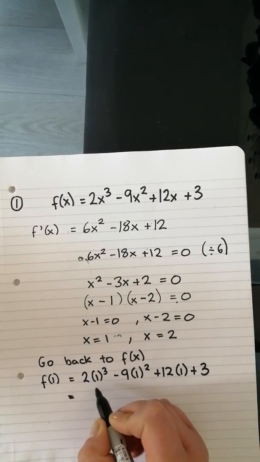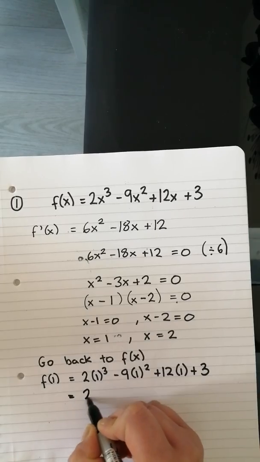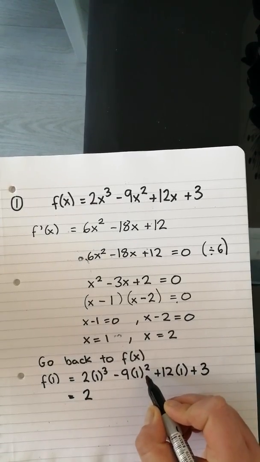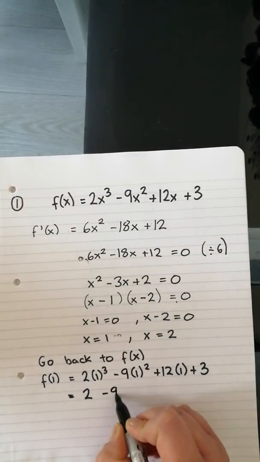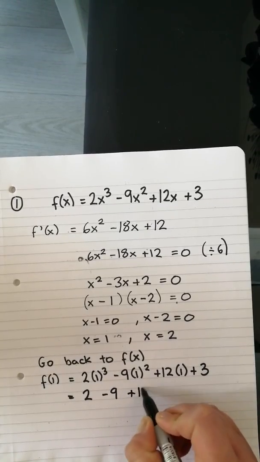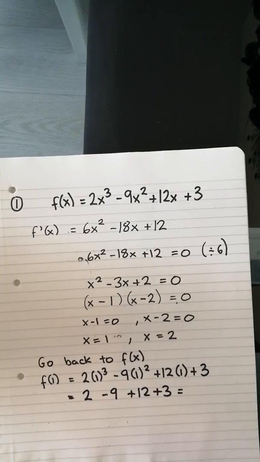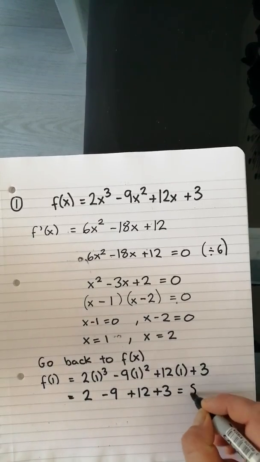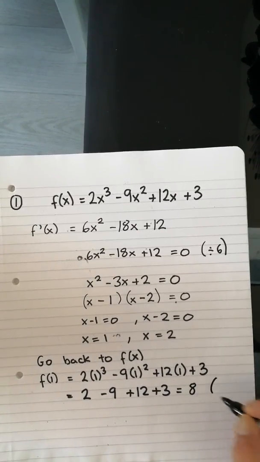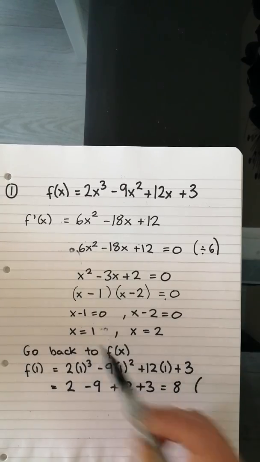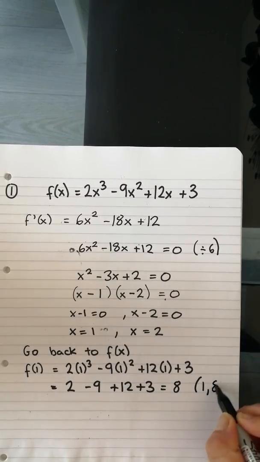So 1 cubed is 1, multiplied by 2 is 2. 1 squared is 1, multiplied by minus 9 is minus 9. We get plus 12 plus 3, which is equal to 8. So the first point that we have is x equal to 1 and y equal to 8.